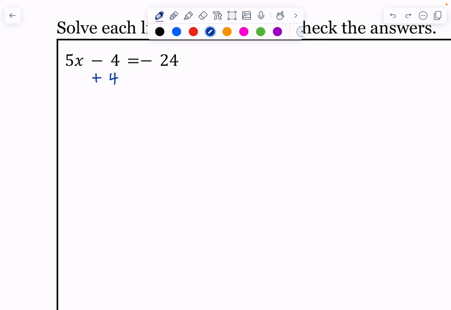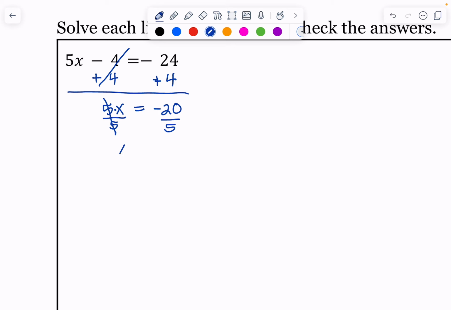Anything I do on one side of the equal sign, I have to do on the other. So we're going to add 4 on both sides. And we're left with 5x equals -20. Still trying to isolate the variable, so I need to get rid of the 5. In between the 5 and the x, we have multiplication, so we're going to divide.